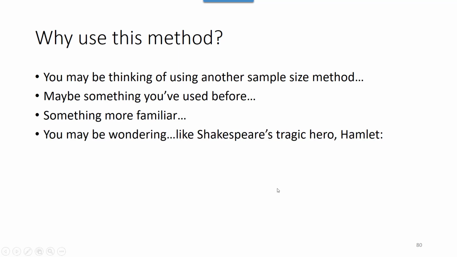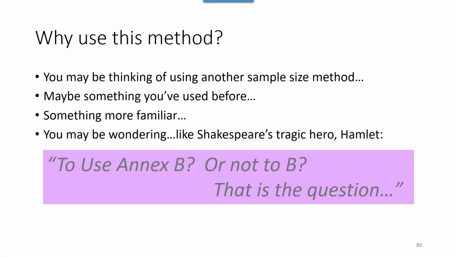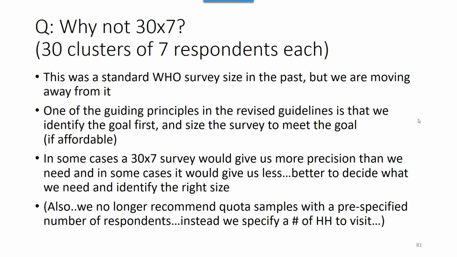Some of you may be asking the same question that Shakespeare's tragic hero asks, and that is, to use Annex B or not to be? That is the question. One alternative that you might be thinking of using is the old WHO recommendation of collecting data in 30 clusters and 7 respondents each in each stratum. This was a standard recommendation for a long time, and a lot of fine surveys have been done using this design, but we're moving away from it now.